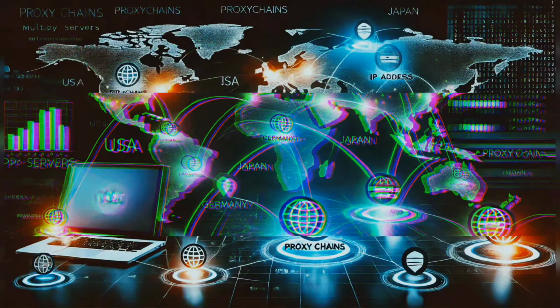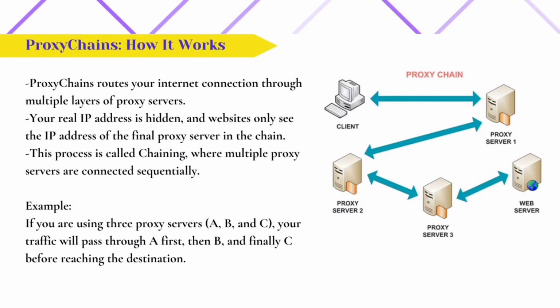Now let's talk about ProxyChains. ProxyChains reroutes your internet traffic through several proxy servers. This hides your real IP address, and the website you're visiting only sees the IP of the last proxy in the chain. This process is called chaining, where proxies are connected one after another. It's perfect for anonymous browsing, accessing blocked websites, or securely testing networks.